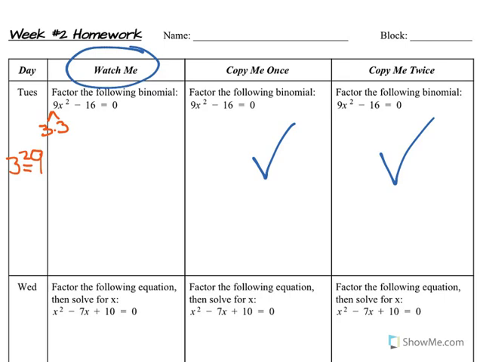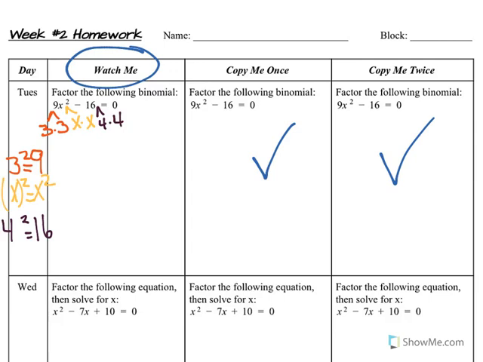Then we want to look at the second piece, and that's our x squared, and we want to say what times itself is x squared. So when we have an x squared, that's going to be x times x, because again, x squared is literally x squared when we square an x. And then that 16, we're going to do the same idea. What number squared is equal to 16? Well, 4 squared is 16, so that 16 is 4 times 4.